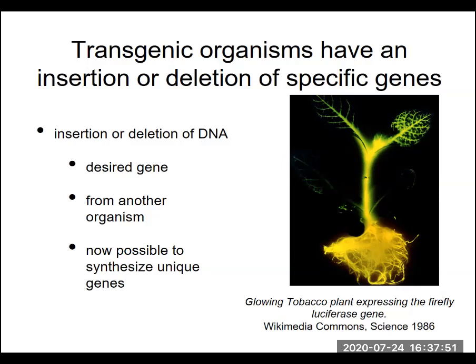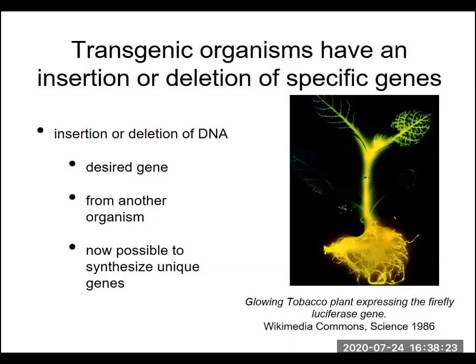Now, the example we've got over here on the right-hand side of the slide is a tobacco plant. You can see the roots down here, you can see the stem growing up, and then the leaves up here. What was done with this tobacco plant is that its genome was inserted with the firefly luciferase gene. So luciferase, described down here, is basically a protein that fluoresces when it's activated.